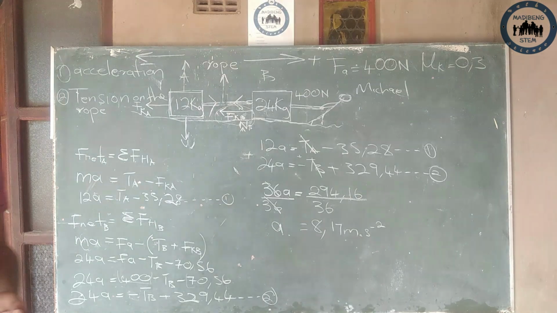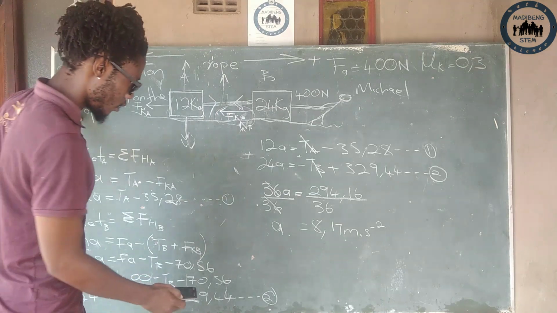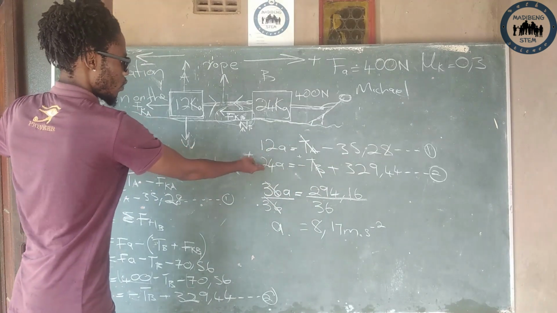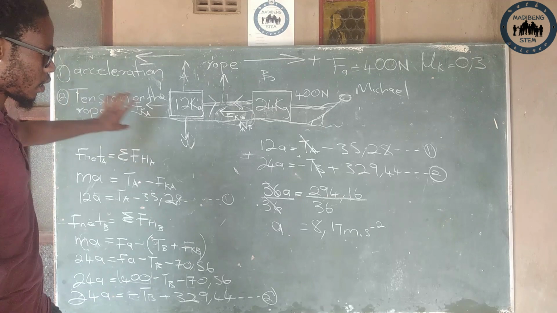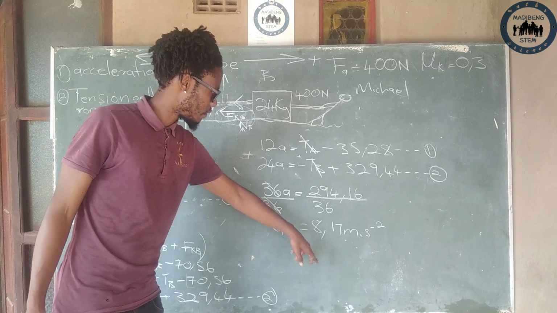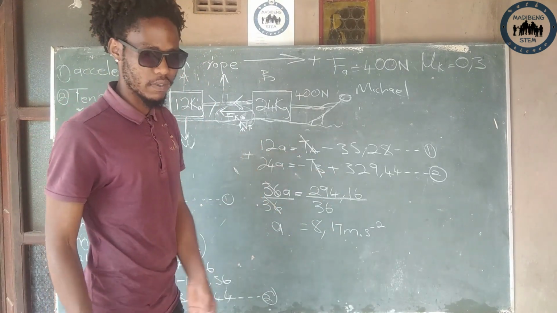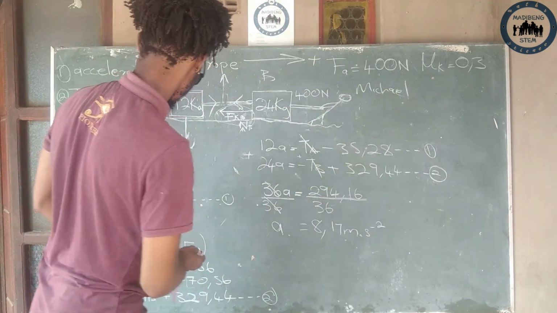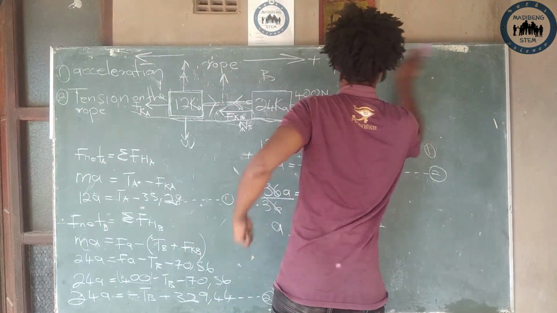So now to find the tension on the rope is going to be easy, because we have these two equations now. We can use either this one or this one. You will choose between the two equations, because now we have our acceleration. We will have to substitute our acceleration with 8.17. Then we will be left with TA. So now we can make TA the subject of the formula and get the answer. Let me do it for you, guys.